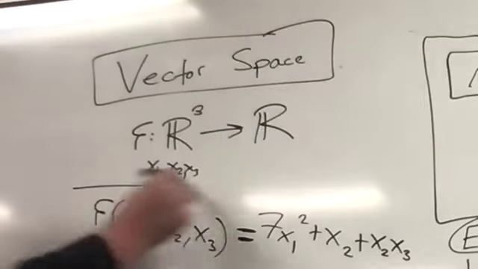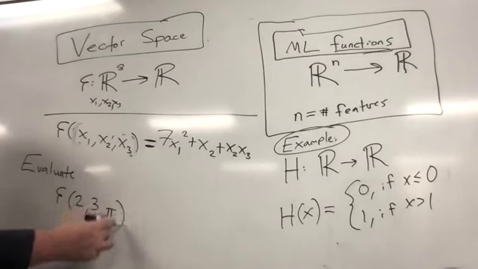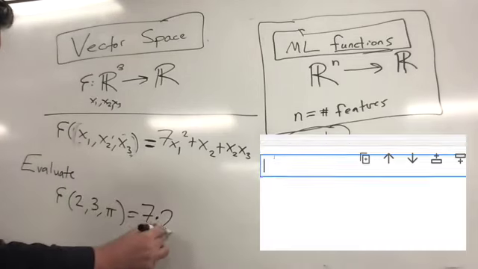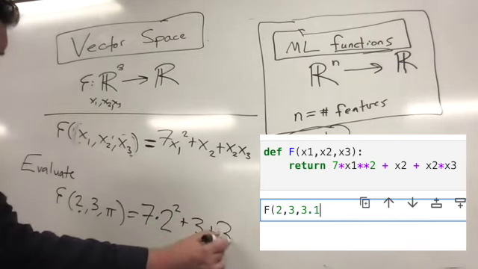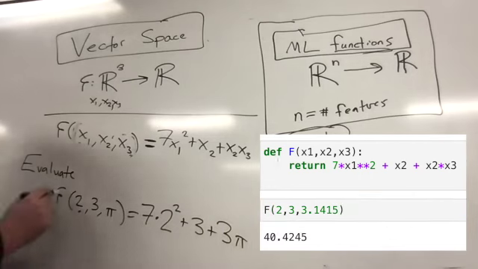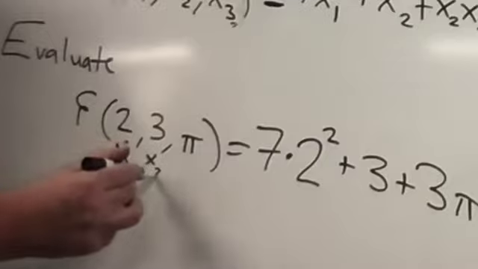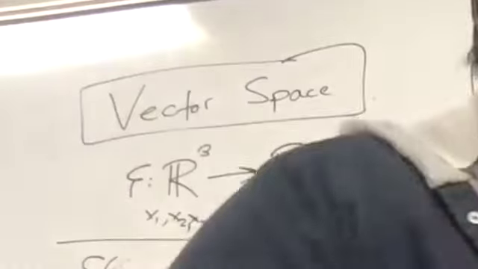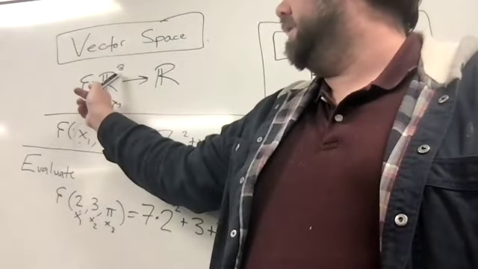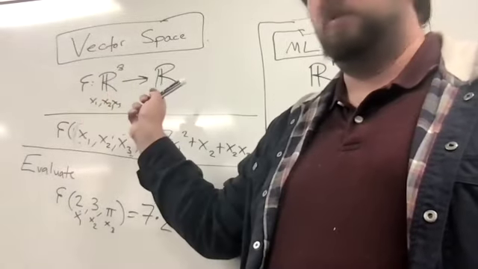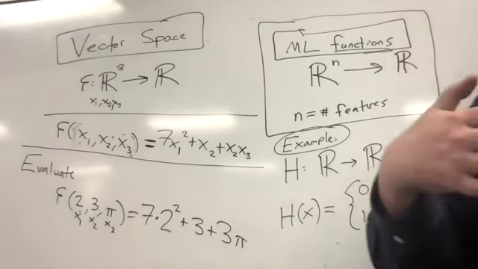And the way that you evaluate one of these, when you have a vector to plug in, 2, 3, pi, would be 7 times 2 squared plus 3 plus 3 pi. And then whatever that comes out to, you just plug in the numbers, the x1, the x2, and the x3, where they would go in the formula that we're interested in. We're looking at functions that go from some vector space Rn, in this case n is 3, to the real numbers. Can a function take something that is not a number as input?